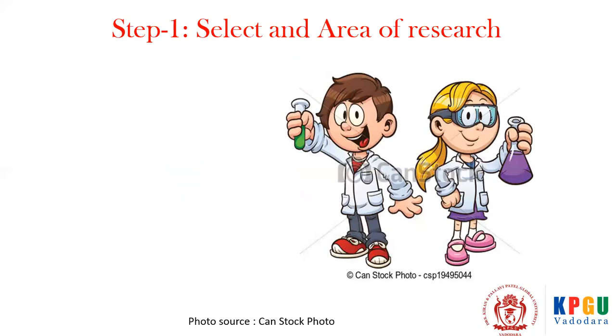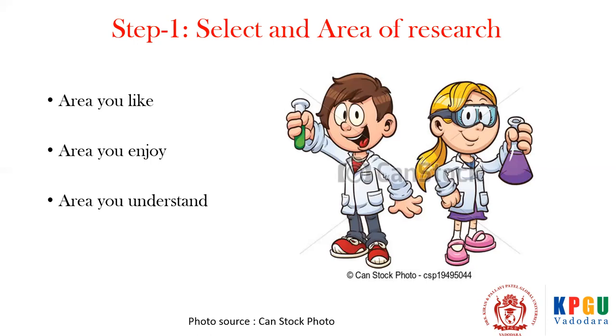Select an area of research. Right? It should be an area, and a name. So that's a spelling mistake. You have to select an area you like. You have to select an area you enjoy. An area you understand. That is very important. An area you can visualize, imagine.